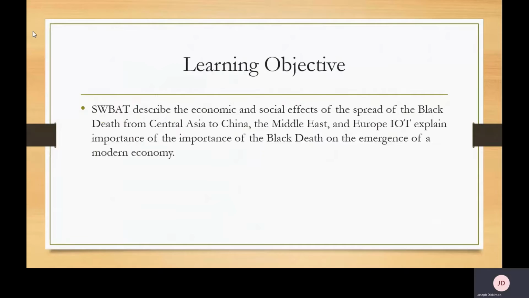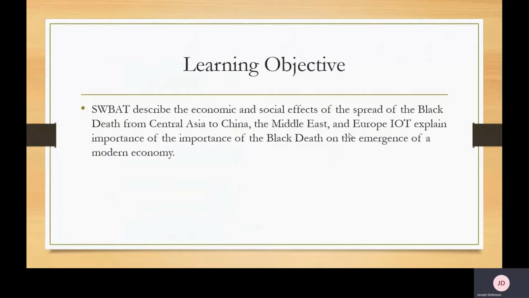All right, so let's actually look at this. So the economic and social effects. We know from our grades, economic means economy, has to do with money. Social effects, that could be the structure, the way that we live. The Black Death, that's what you're going to be learning about. Then Asia to China, the Middle East, and Europe. Asia to China and the Middle East we've covered in previous units, and Europe's what we've been talking about the past 2 weeks.